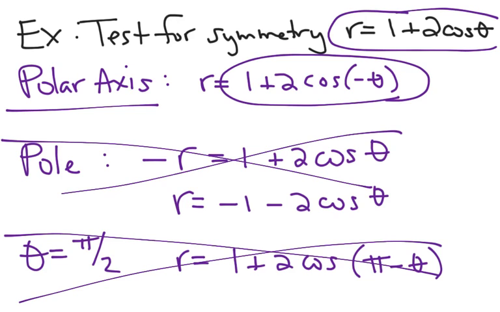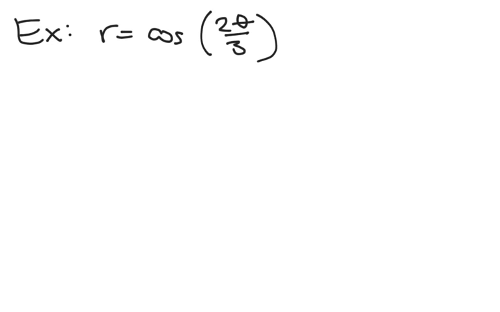Let's do a graph of r equals cosine of 2 theta over 3. This is one where we would definitely want to use our graphing calculator to look at the graph. But looking at a graph between 0 and 2 pi is not always the best way to see the entire graph. Sometimes you're only seeing part of the graph.